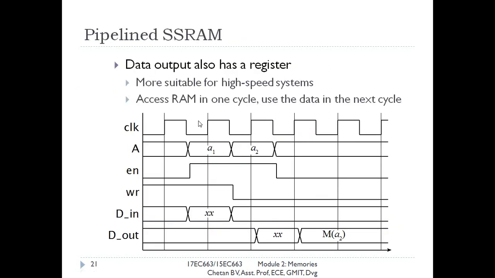So the next category of SSRAM is pipelined SSRAM. The difference between pipelined SSRAM and flow-through SSRAM is that in pipelined SSRAM there is an output register at the data output also. So this is suitable for high-speed systems. Here you can see the timing diagram of this SSRAM.